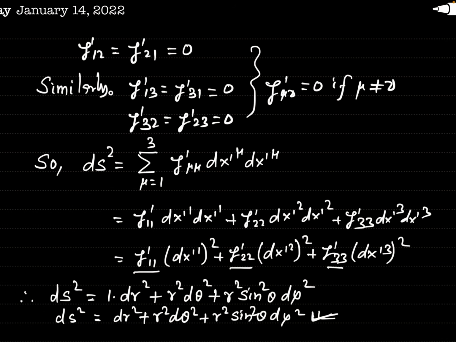And in this way, you can transform the expression for the line element in the Cartesian coordinate system to the spherical polar coordinate system. Although in this lecture I have derived this result, you have to remember it. To solve a numerical problem, we have to write this expression for the line element in the spherical polar coordinate system directly. So you must remember it.